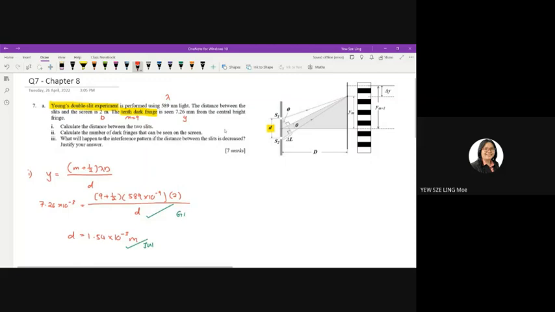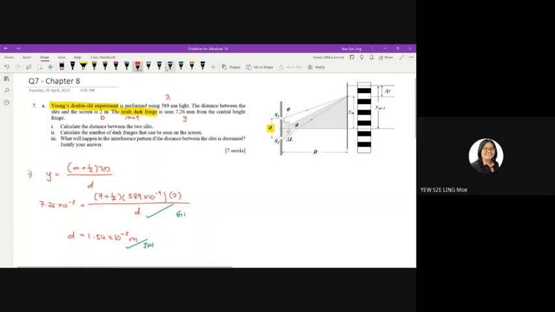Now let's look at question 2. Question 2, I think in your class only 1 or 2 of you got it right, if I'm not mistaken. Calculate the number of dark fringes that can be seen on the screen. So how are we going to calculate the number of dark fringes that can be seen on the screen? We need to look at the path difference.